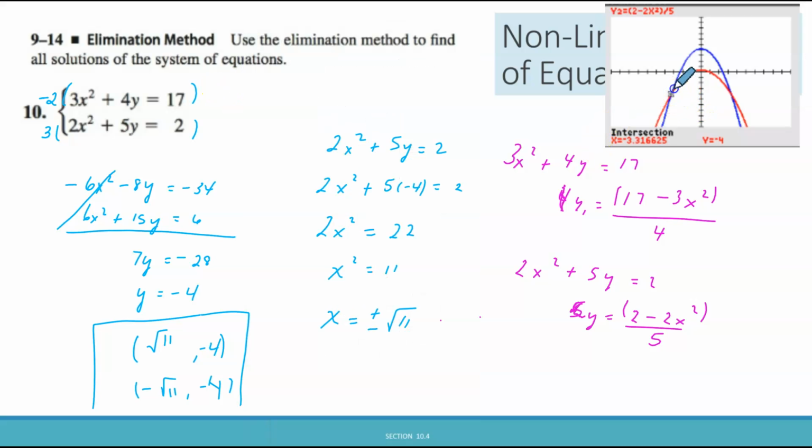Okay, so here, that is our negative square root of 11, negative 4. We could run the intersect feature again, and that will check the positive square root of 11, negative 4. Those are our two solutions.